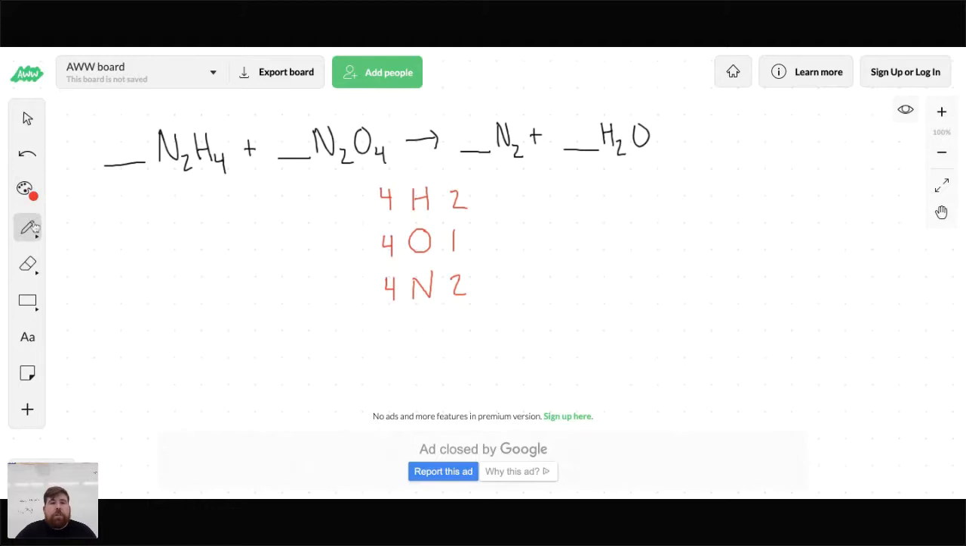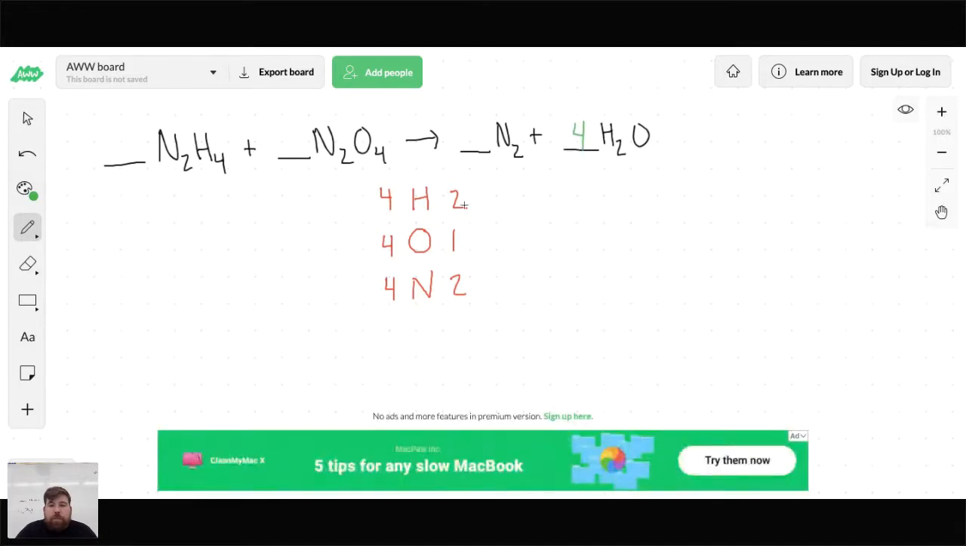So let's get started with this. It seems to me that the most logical jump would be to add a 4 in front of water. By adding a 4 in front of water, this changes the number of hydrogens on the right-hand side to 8. But it does change the number of oxygens on the right-hand side to 4, equaling it out. So we're kind of getting there.